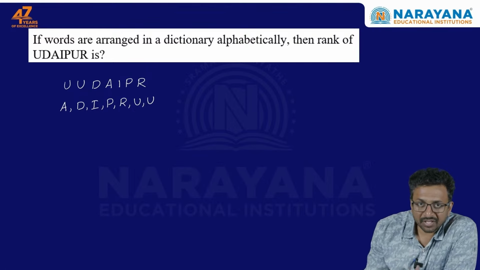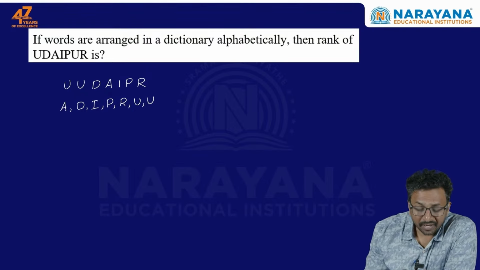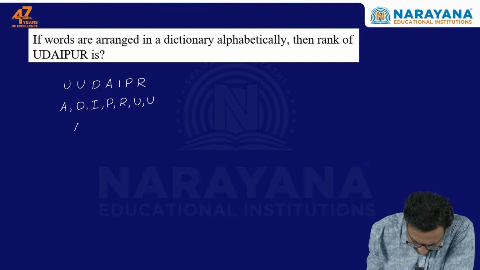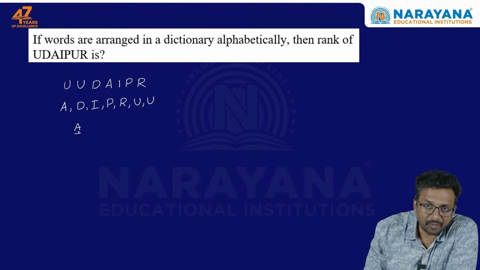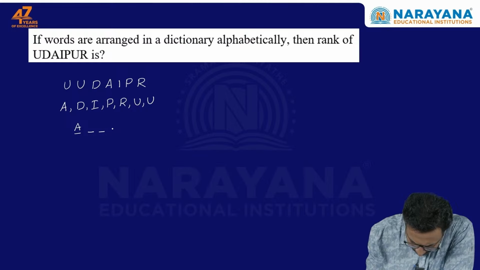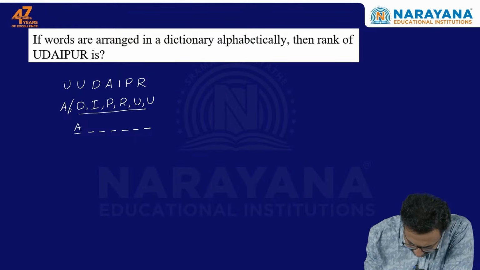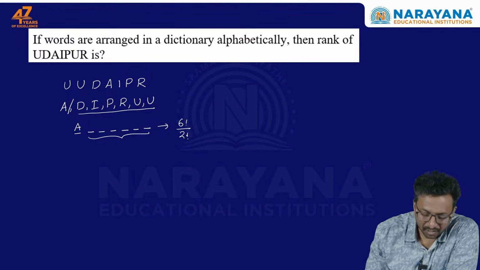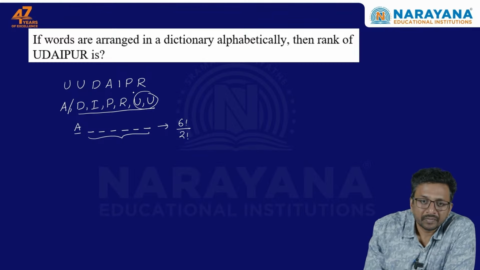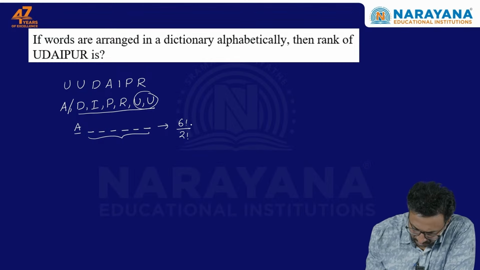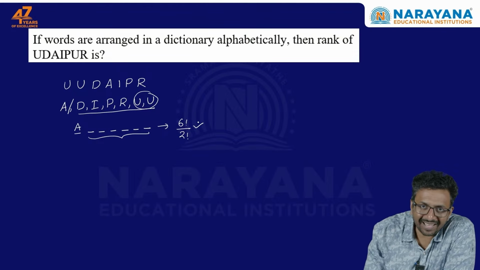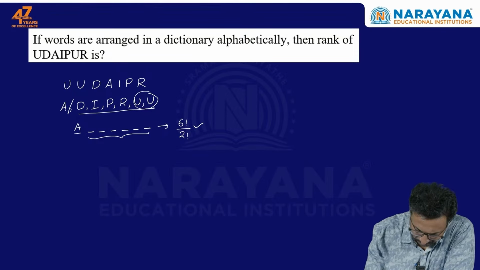So when you arrange the words in a dictionary, first all the words starting with A will be completed. So how many words are starting with A? Once the word has started with A, the remaining 6 letters can be arranged in 6 factorial by 2 factorial ways, because there is a double U. Okay, so U is there 2 times. So the number of words starting with A is 6 factorial by 2 factorial.